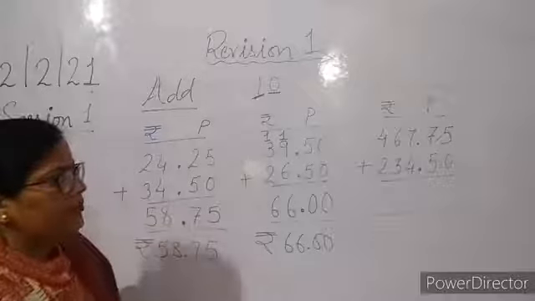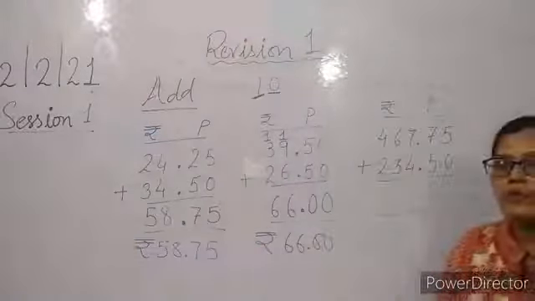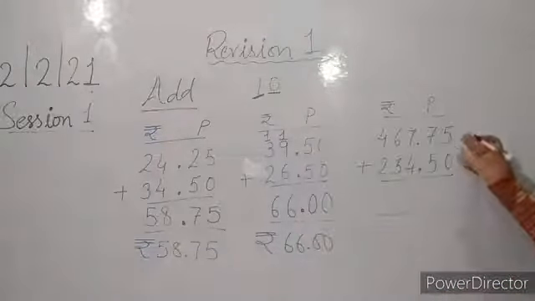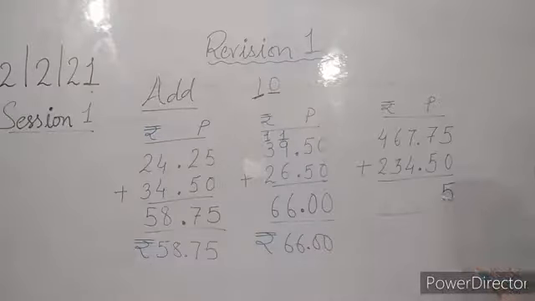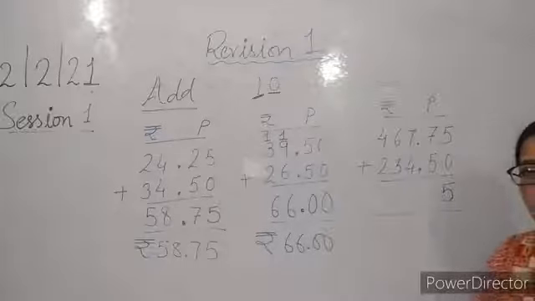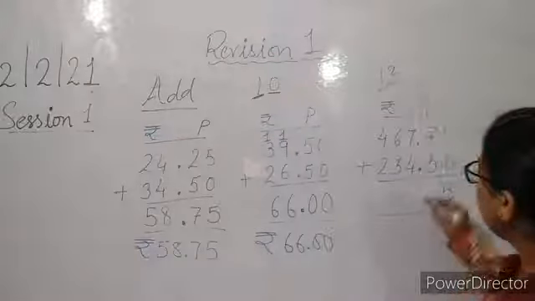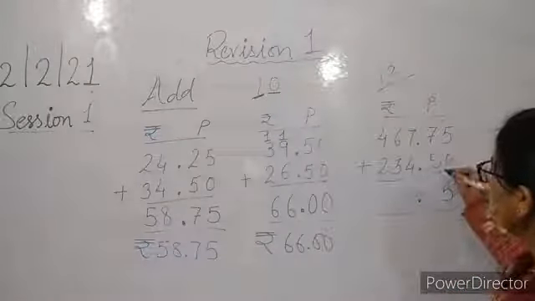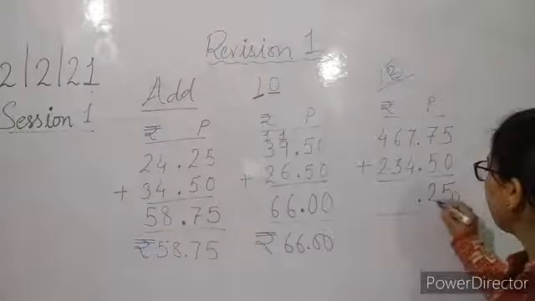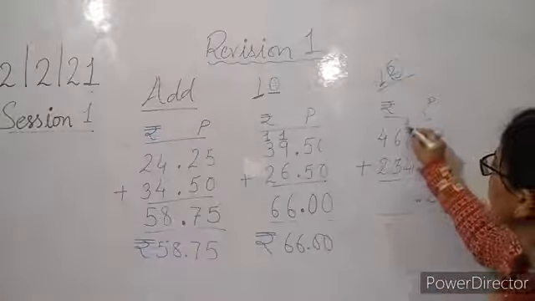Now third question. Again we'll begin from the right side. First we'll add the paise amounts and then we'll add the rupees amount. So 5 plus 0 is 5. Then 7 plus 5. 7 plus 5 is 12. Again we are getting a 2-digit number here. So here we'll write 2 in the paise amount in the answer line, and we'll carry this 1 to the rupees amount.